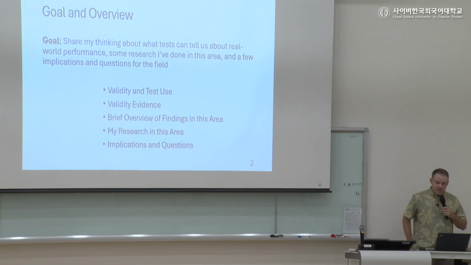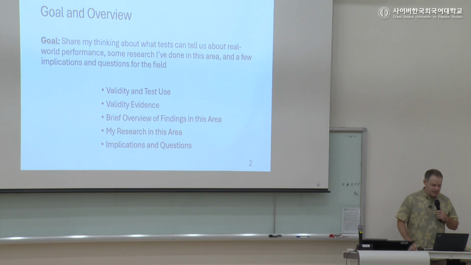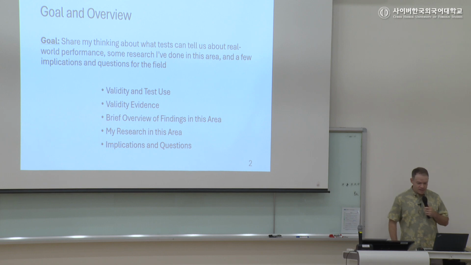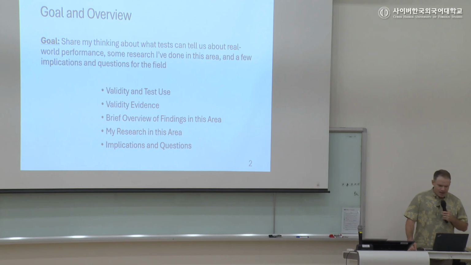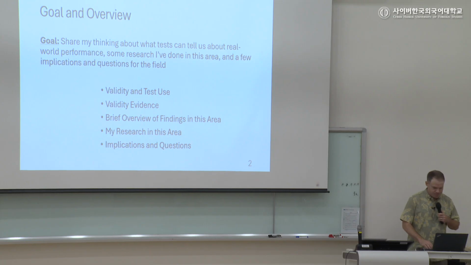As an overview, I'll be talking initially about validity and test use and how these two things are really intimately connected, and also about validity evidence, because a lot of the research I'll be highlighting has to do with validation, which is the process of evaluating empirically whether a test achieves what we have designed it to do. I'll be highlighting about 5 different studies that I've been involved with that have something to do with what test scores mean in the real world. And towards the end, I'll raise some implications and questions.